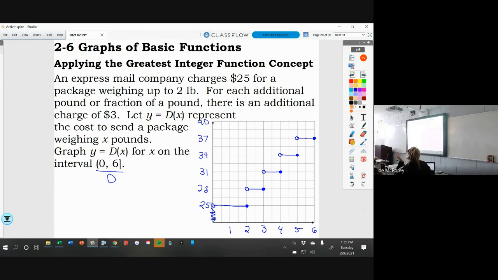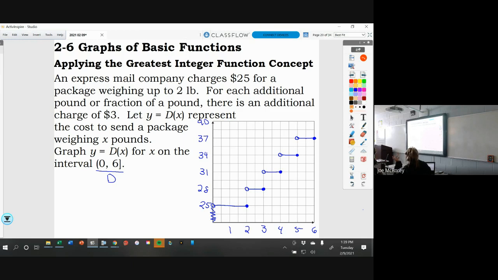25 to 37. The domain can only go to 6. The domain's given. My question is, what's the range? 25, 28, 31, 34, 37. Yes.